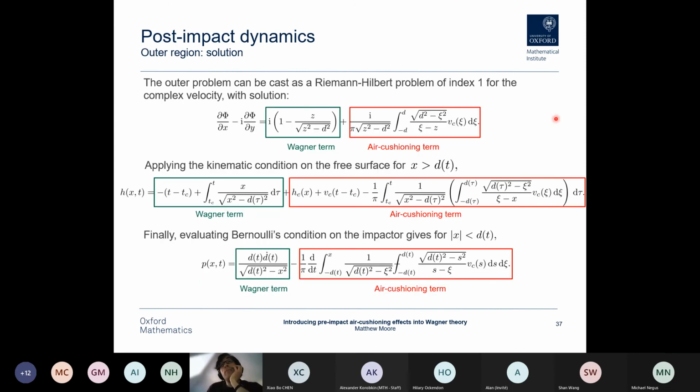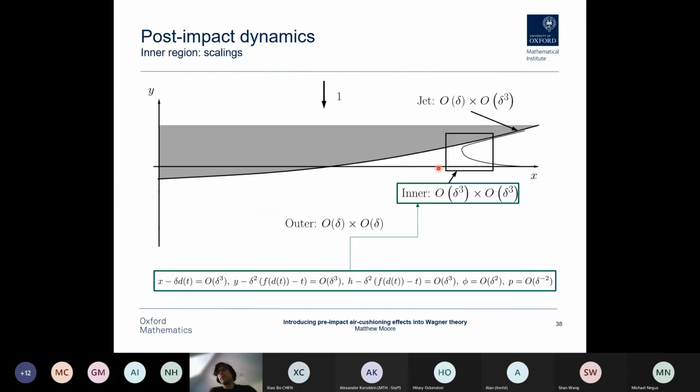So essentially the one thing that's missing from this jigsaw here is we don't have an expression for d of t yet, and this is what the inner region is going to help us do. So locally we want to look at close to where d of t is, and this is where the free surface is going to turn over, and you're going to get the jet forming.